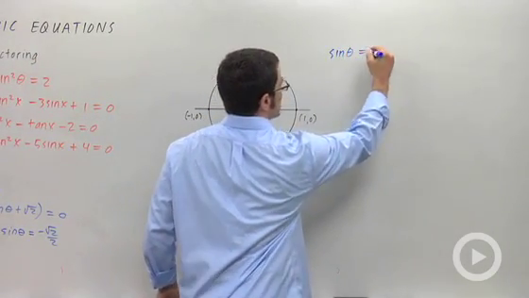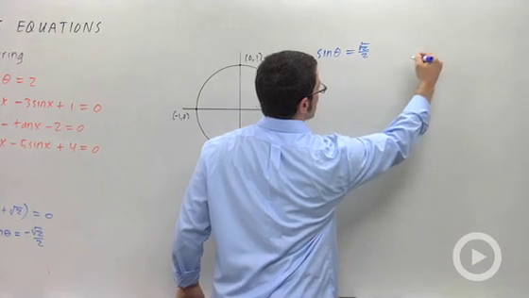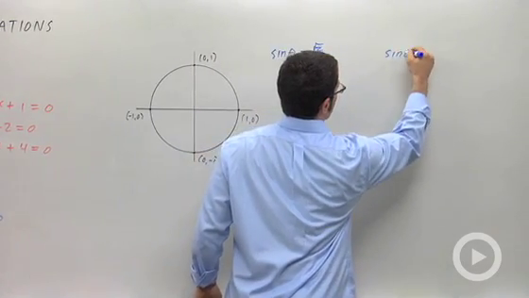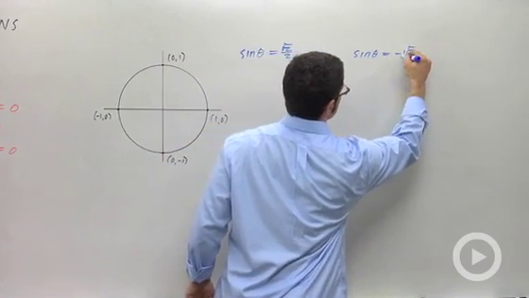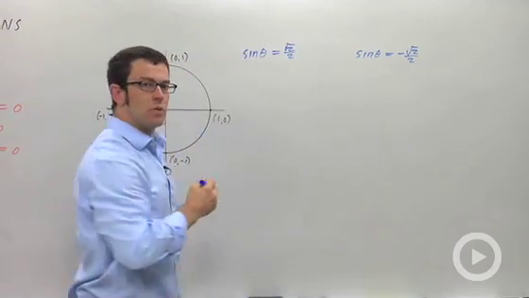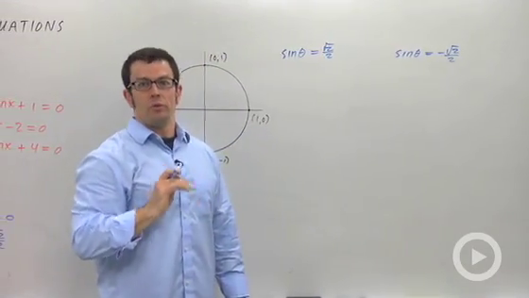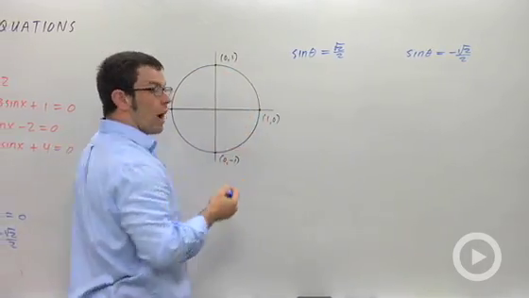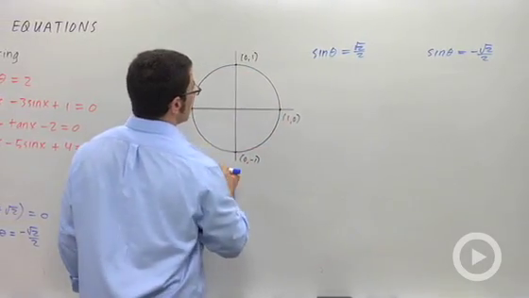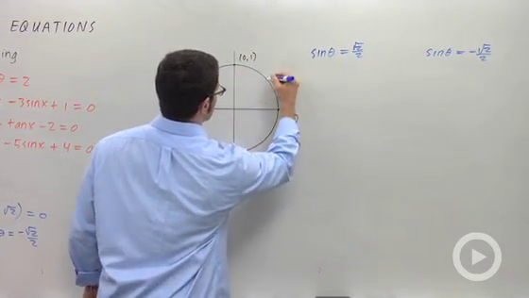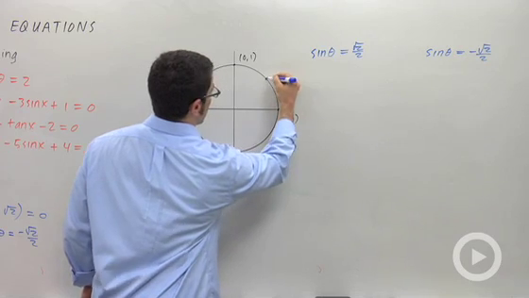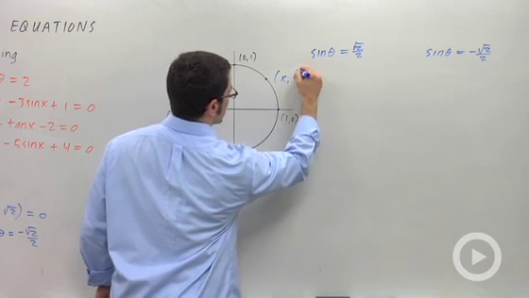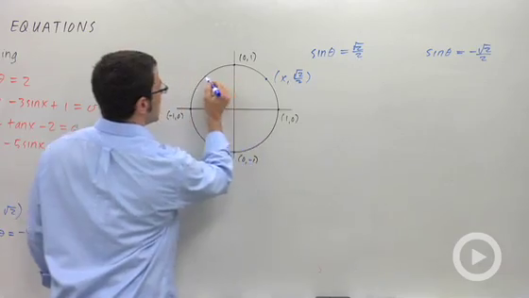Now I'll rewrite my equations here. I've got sine theta equals root 2 over 2, sine theta equals negative root 2 over 2. Let's focus on the first one. For the sine of theta to be root 2 over 2, that means I have to find a point on the unit circle whose y-coordinate is root 2 over 2. So here, and here.